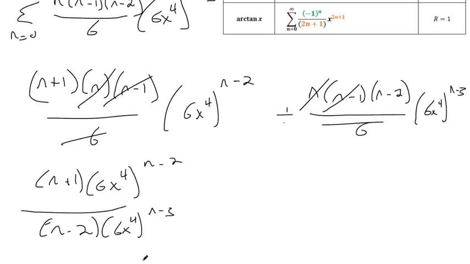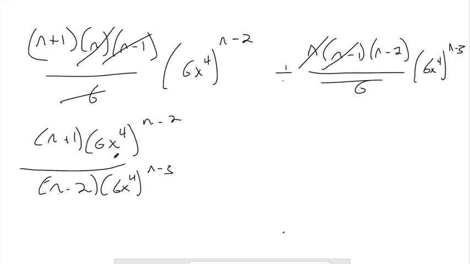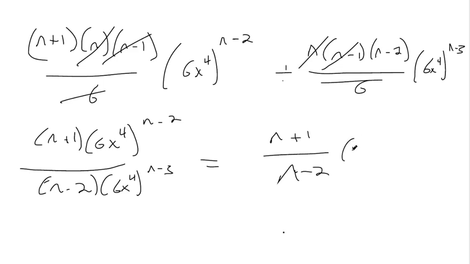And then to simplify algebraically just a little bit more, these are the same bases. So the numerator is subtracted by the denominator. That's going to be n plus 1 over n minus 2, and then n minus 2 subtracted by n minus 3. So that's going to be 6x to the fourth to the first power. Subtract, just double checking my math. That'll be plus a 3. Yeah, this divided by this makes this.